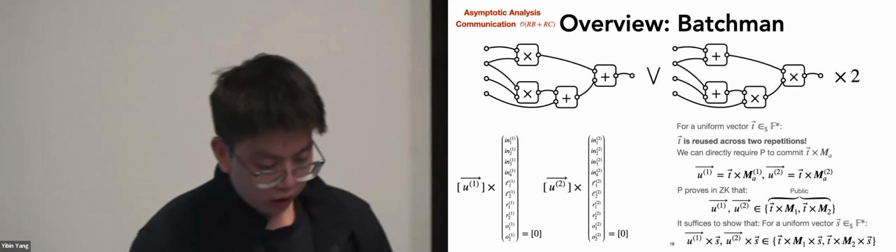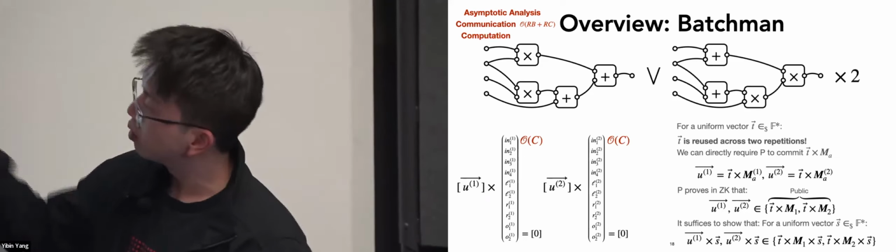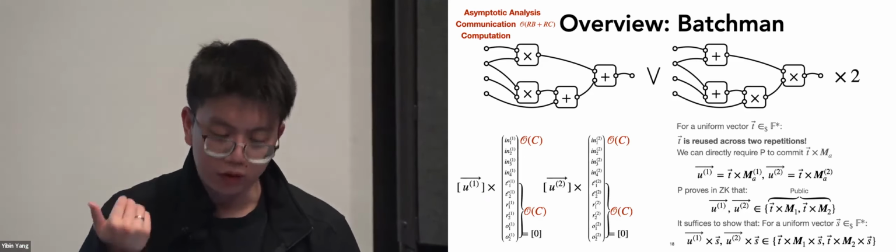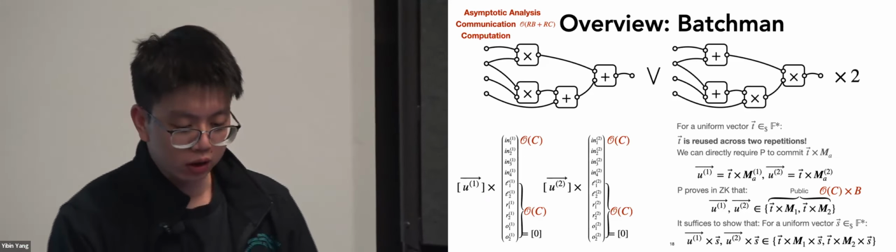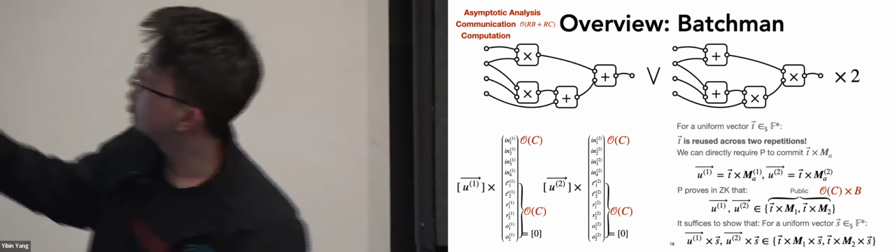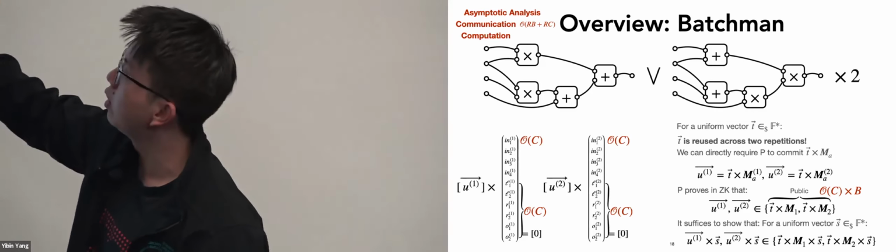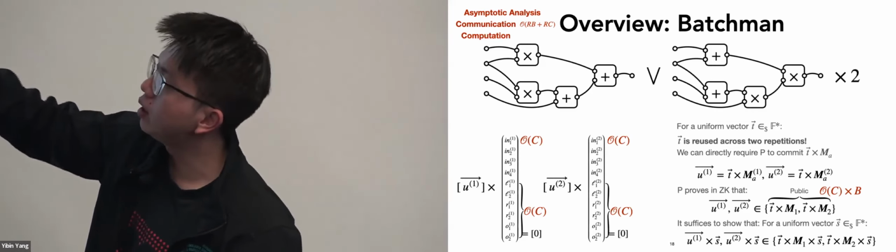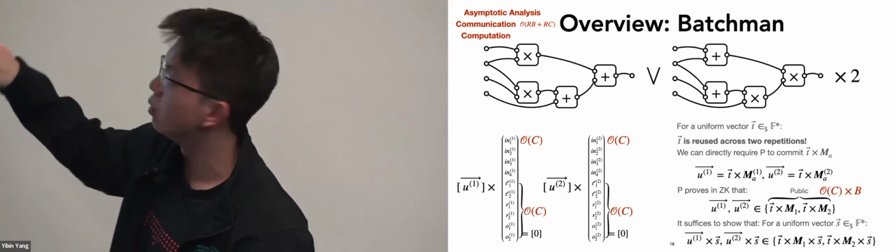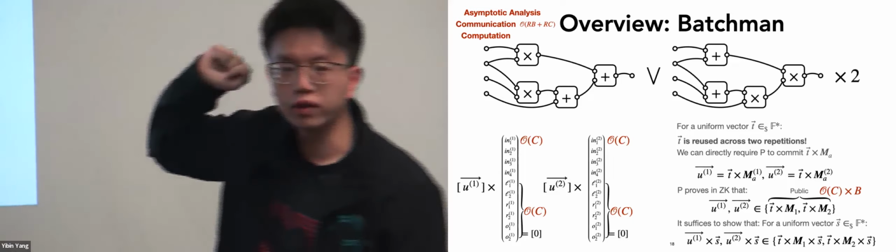Cool. So what about computation? Again, you need to commit the vector. You need to perform the multiplication gates per repetition. The crucial step here is that because I reuse the same T, both parties just need to calculate T times M1 and T times M2 to calculate this public set over here.